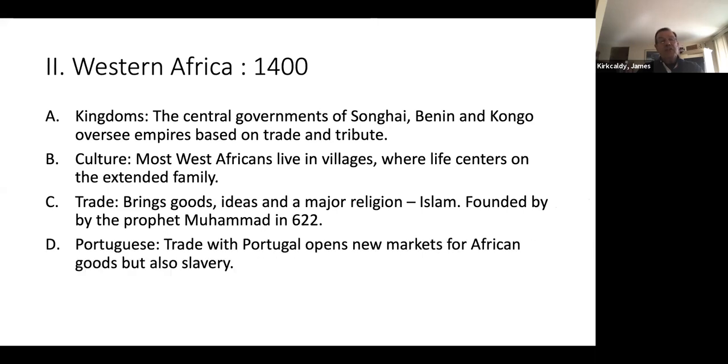The Portuguese were the first to trade with markets and African goods, but they also introduced, this is where the black slaves came from. Portugal was one of the first Europeans to bring slaves into Europe and eventually into the New World.